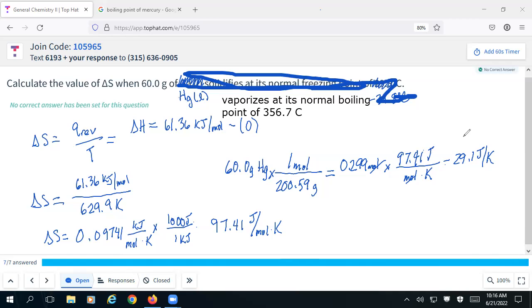All right, convoluted first 10 and a half minutes of that question aside, questions? So if I take 356.7 degrees Celsius and add 273.15 to that, I get 629.9. Anytime we see temperature in a thermodynamic equation, it has to be Kelvin. So if the reaction is done at standard conditions, then we would use 298. Since this particular reaction was not done at standard conditions, this was done at the boiling point, we would have to use that value.